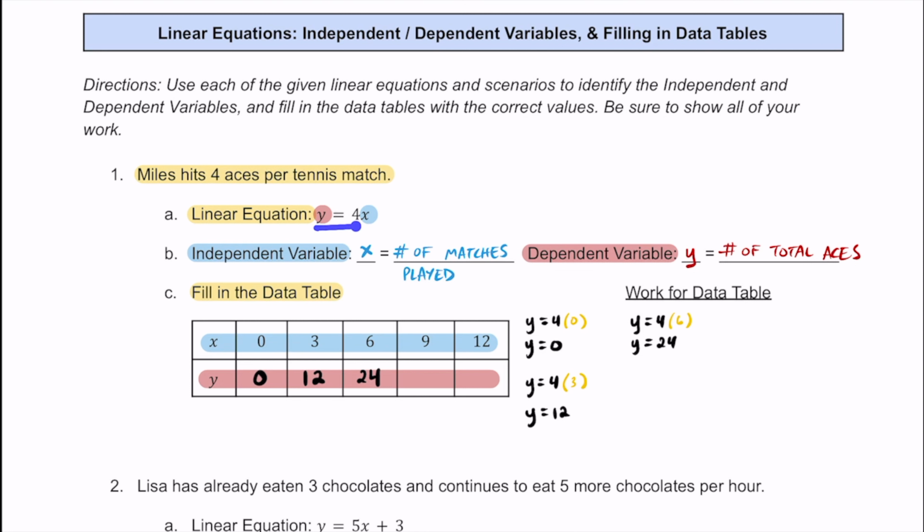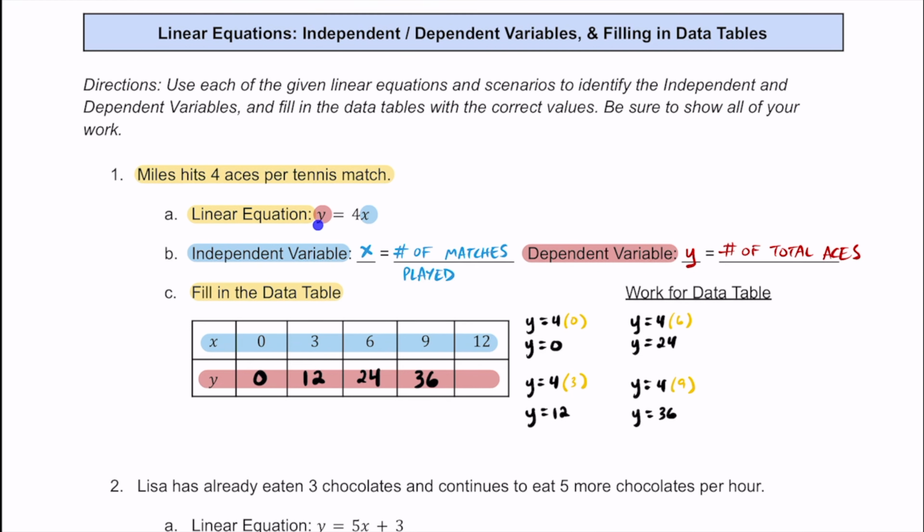In this next scenario, we're going to use this equation, but now x is 9, so it's 9 matches. So let's go ahead and substitute that in. It's going to be y is equal to 4 times, but it's going to be 9 matches this time. So 4 times 9, that's going to be 36. We're going to say y is equal to 36.